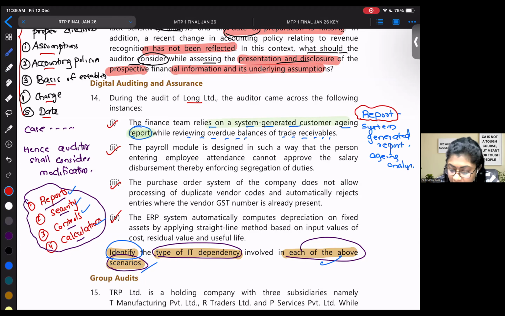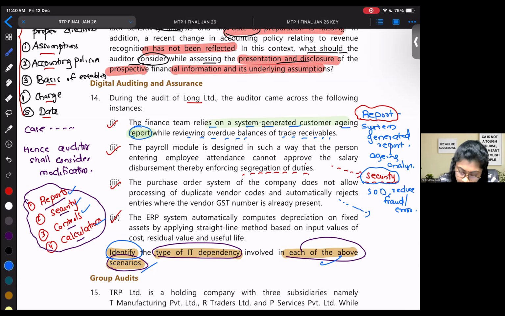The second one: the payroll module is designed in such a way that the person entering the employee attendance cannot approve the salary disbursement, by enforcing segregation of duty. So there is a proper security or control, which is more relevant. There is a security here. What is the security? Segregation of duty. It's more of security. Why segregation of duty? So as to reduce fraud or error. Okay, so here it is regarding the security.